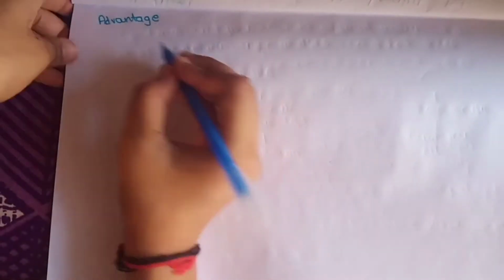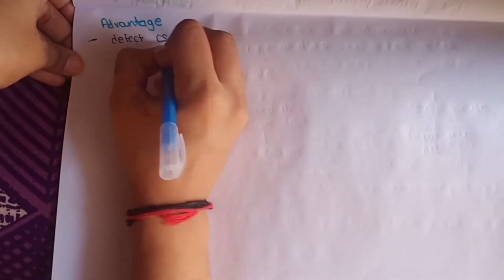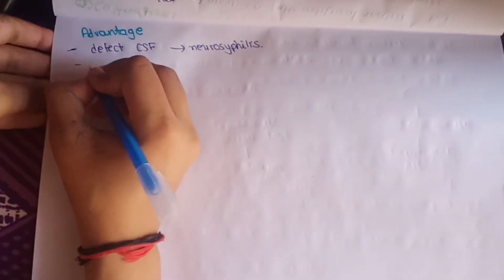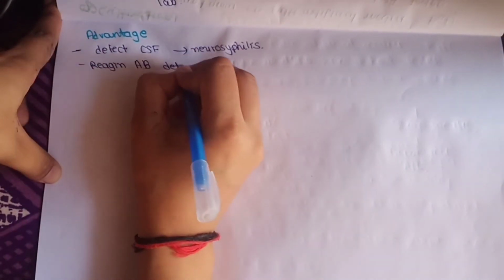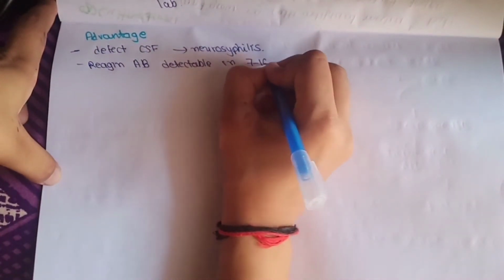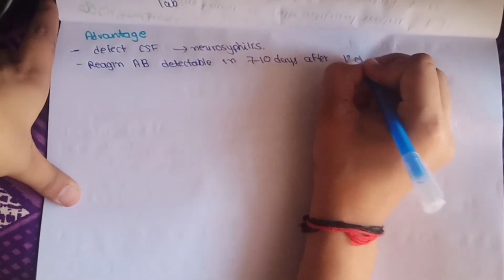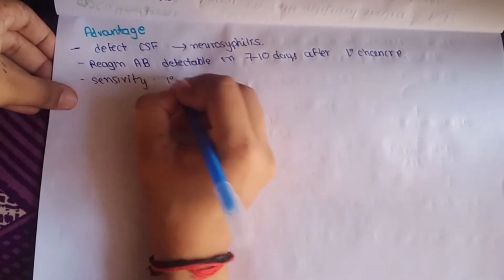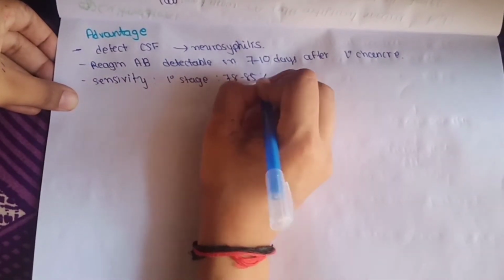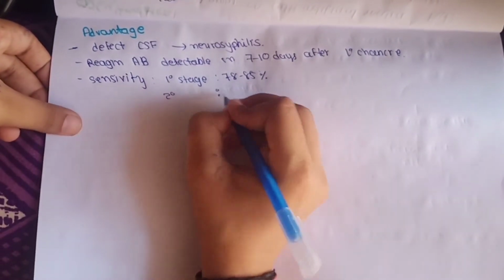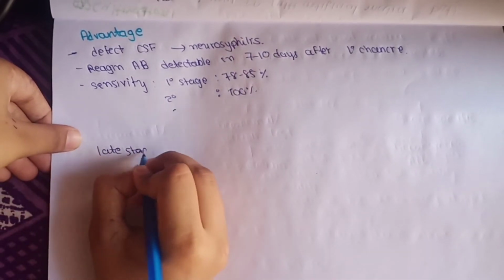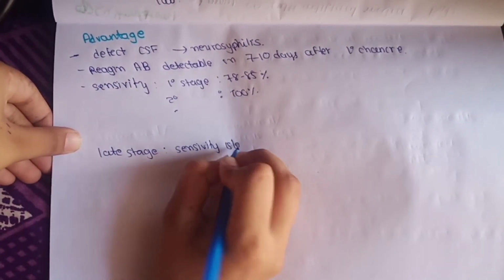Now, the advantage of this non-specific test: it can also detect CSF antibody in the cases of neurosyphilis, and these reagin antibodies are detectable in 7 to 10 days after the primary chancre. So we can detect the antibody in the early stage also. Sensitivity in the first stage is 78 to 85%. In the secondary stage it is 100%, but in the late stage sensitivity is low.